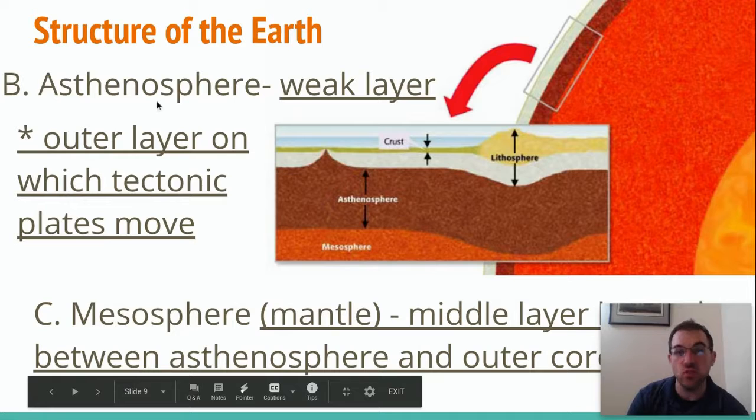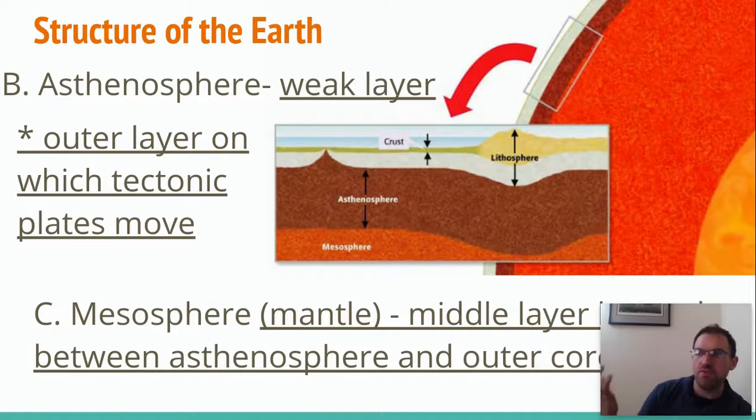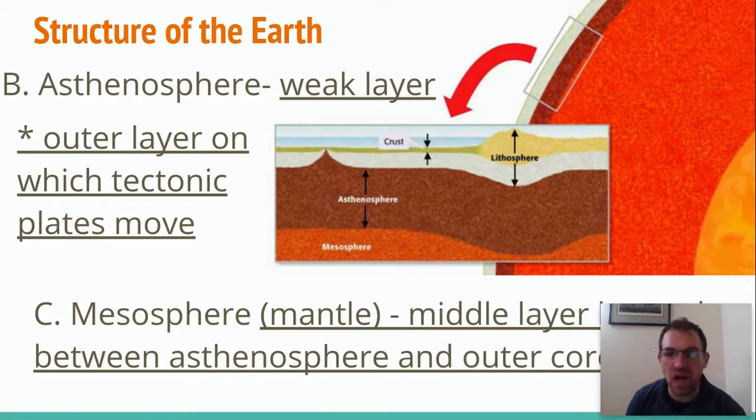Asthenos is a word that means weak. It is weak because the plates move around on top of it and it flows like a liquid of sorts. It's not exactly a liquid. It's not exactly a solid. It's this sort of in between, sometimes referred to as a non-Newtonian fluid, kind of like ketchup or blood, where they can flow. They act like a liquid sometimes, but other times they act just like a solid. That's exactly what the asthenosphere does. So it is this weak layer. It's the outer layer on which the tectonic plates move.